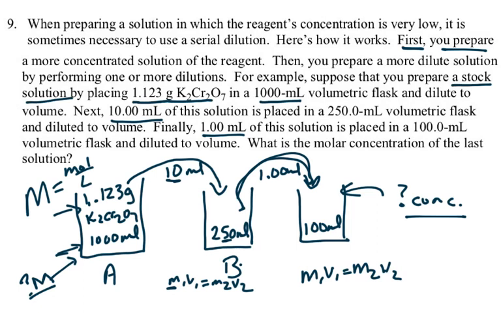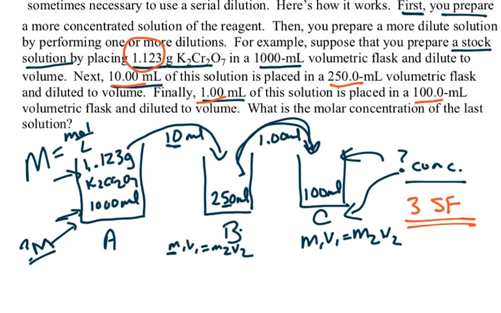Okay, before we start, let's do a few little bookkeeping things. 4 sig figs, 4 sig figs, 4 sig figs, 3 sig figs, 4 sig figs. All right, so our answer is 3 sig figs. We are not going to think about it again. Okay, this is solution C. The question is, what's the concentration of solution C?